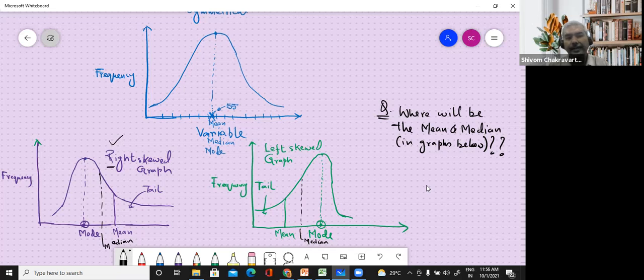Then in right skewed, mean will be towards the right of the mode, and in left skewed, mean will be towards the left of the mode. And median will be between mode and mean in both the cases. That will be the position of median.